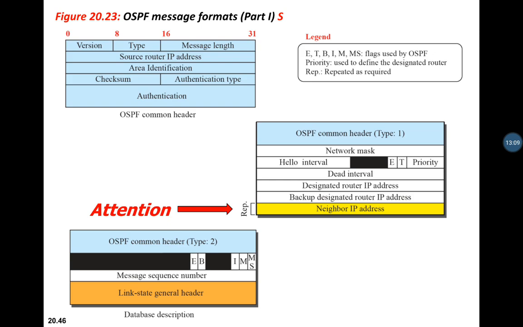So first let us see the hello message. The hello message is used by the router to introduce itself to the neighbor and announce all the neighbors that it already knows.